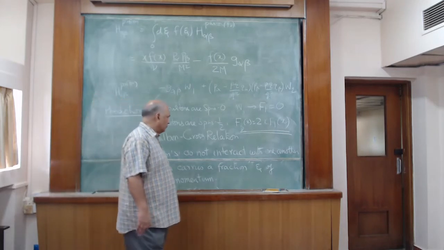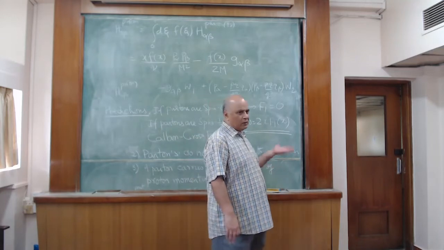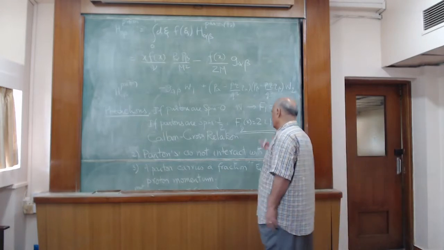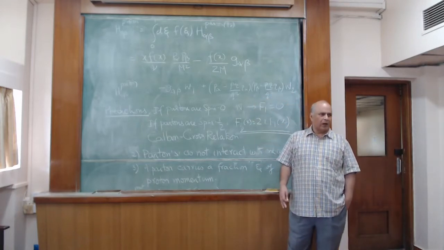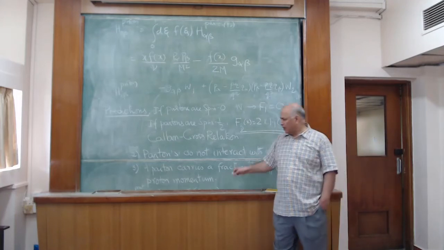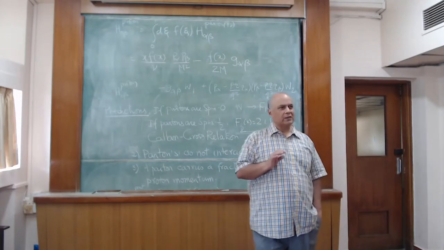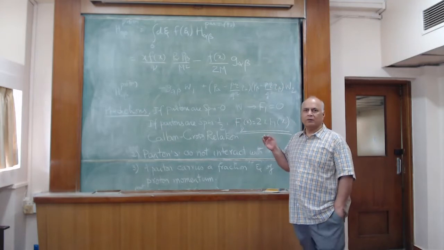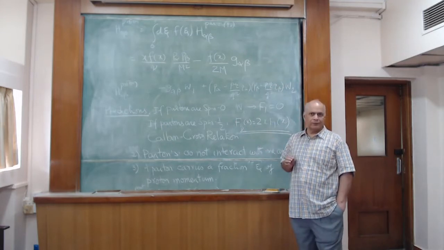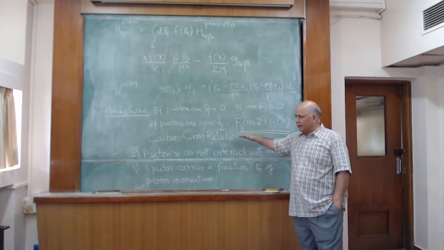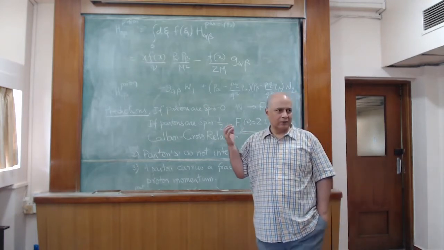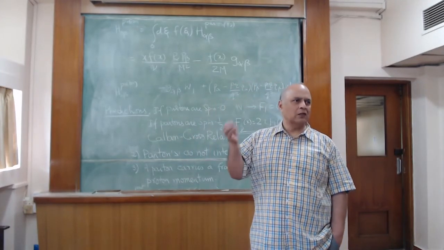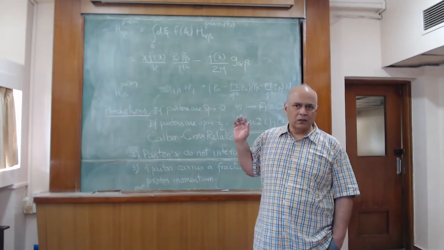And experimentally, we find that the Callan-Gross relation is correct, which means that the partons, at least the partons which are taking part in deep inelastic scattering, electron deep inelastic scattering, have spin half. So the experimental verification of the Callan-Gross equation is the proof that the charged partons are spin half particles.